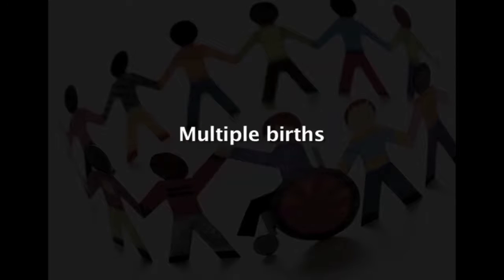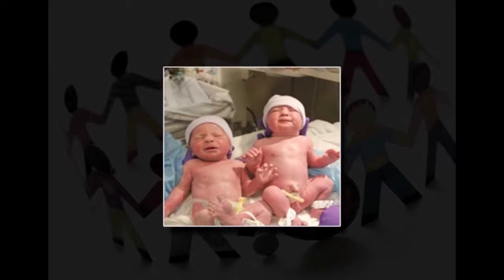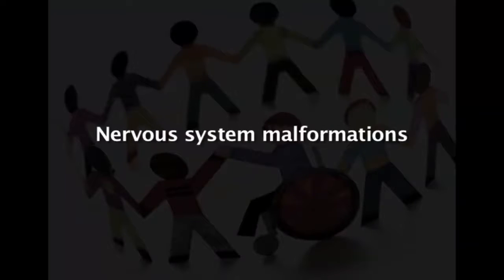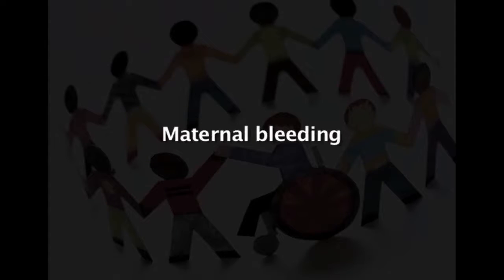5. Multiple births. Twins, triplets, and other multiple births are related to an increased risk of having cerebral palsy. 6. Nervous system malformations. Some babies born with cerebral palsy have visible signs of nervous system malformation, such as abnormally small head circumference or microcephaly.